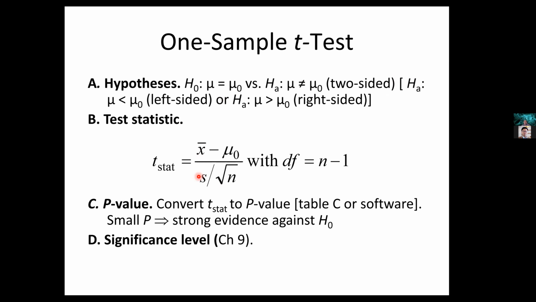Now, your S here is your sample standard deviation. X bar is the mean minus the original mean, divided by the standard deviation over the square root of your sample size.